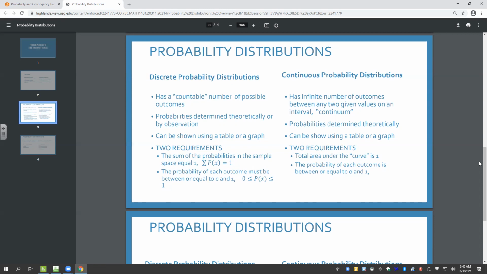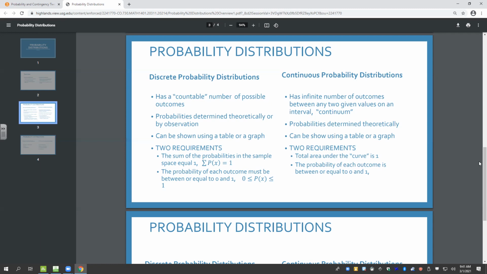The probabilities are typically based on theory. The idea of flipping a coin: we know there's one way to get a head out of 2 things. Sometimes it can be based on experiments or a lot of research, years of collecting data. But typically, again, it's determined theoretically or by observation. We can create a table. Well, you can also create graphs.